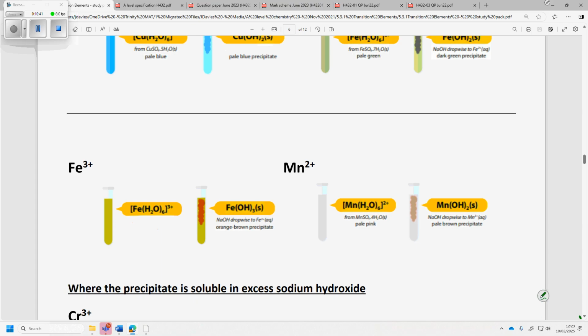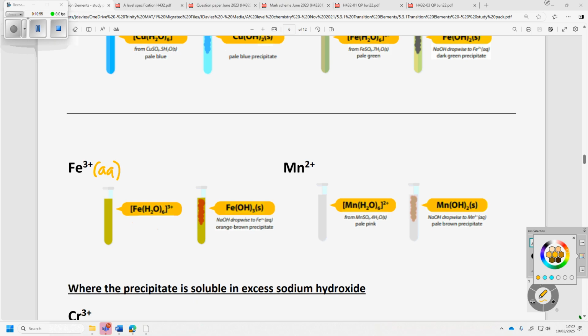Iron 3 follows the same kind of pattern. So, in iron 3, I'm going from this kind of orangey yellow solution. I'm going to now add 3 lots of hydroxide to make iron 3 hydroxide precipitate, which is an orange-brown precipitate.